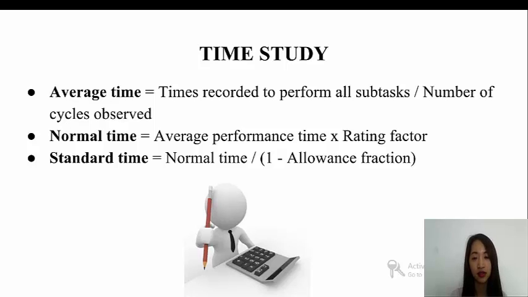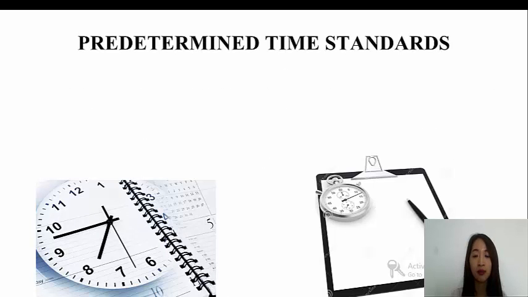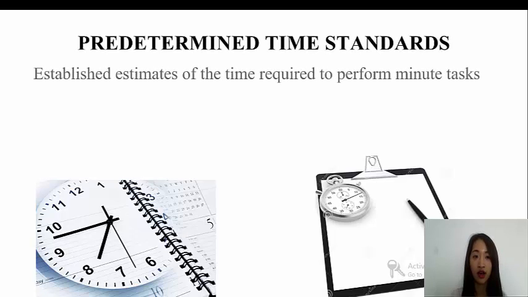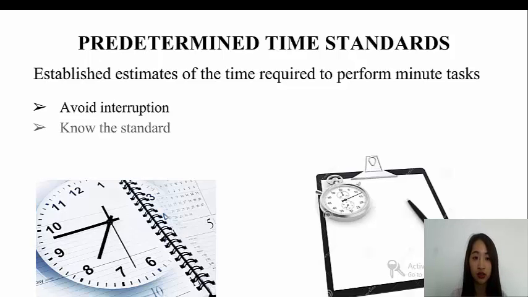Okay, the second method is predetermined time standards. They are established estimates of the time required to perform minute tasks. In order to see how long a certain task will take, the time factors for each element are added together. And the advantages of these methods are avoiding interruption of a normal production process, getting to know the standard before a task is done, which can aid in planning.